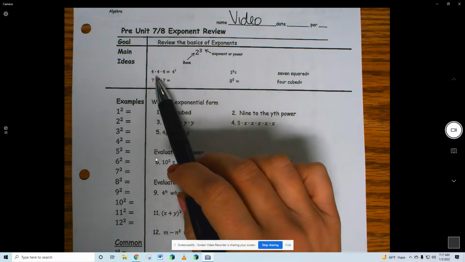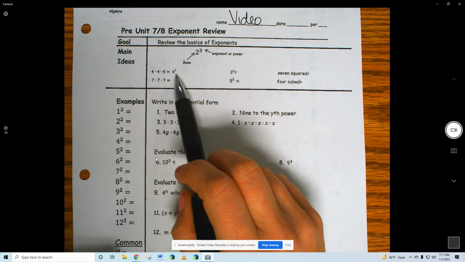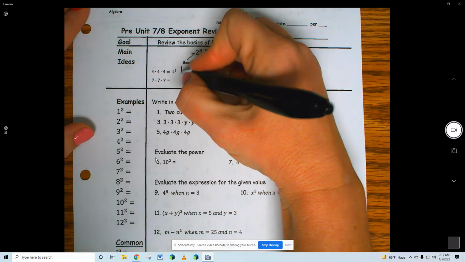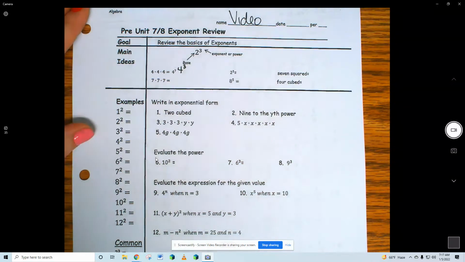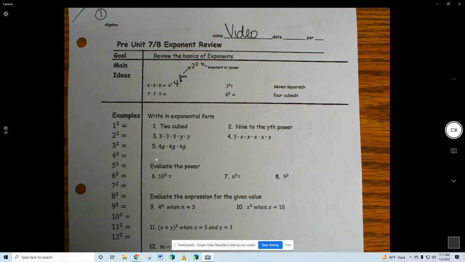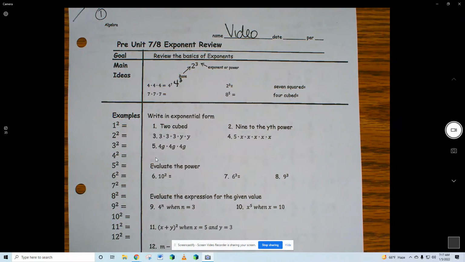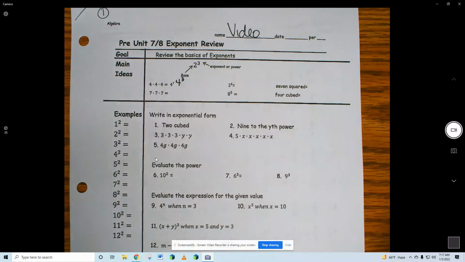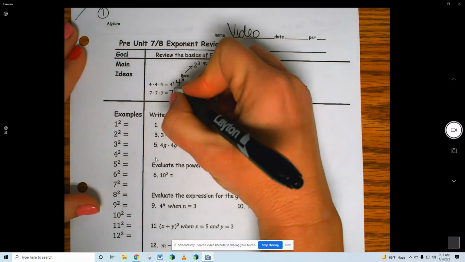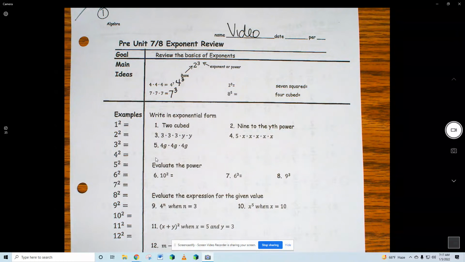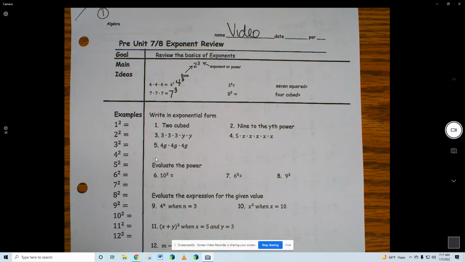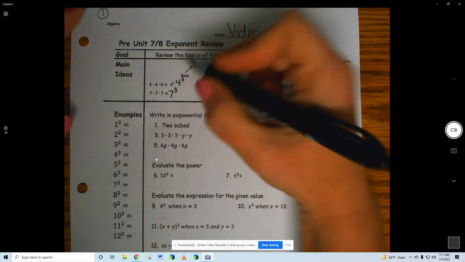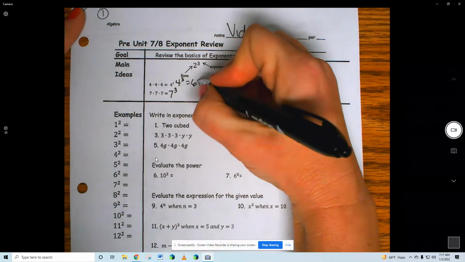So, some basics. 4 times 4 times 4 means 4 to the third power. You put a little 3 up there because I'm multiplying it 3 times. 7 times 7 times 7 means 7 to the third power. Now, some of these are easy to multiply. Like I can do 4 to the third in my head. 4 times 4 is 16. 16 times 4 is 64. So when numbers are small, I can say, oh, 4 to the third is 64.